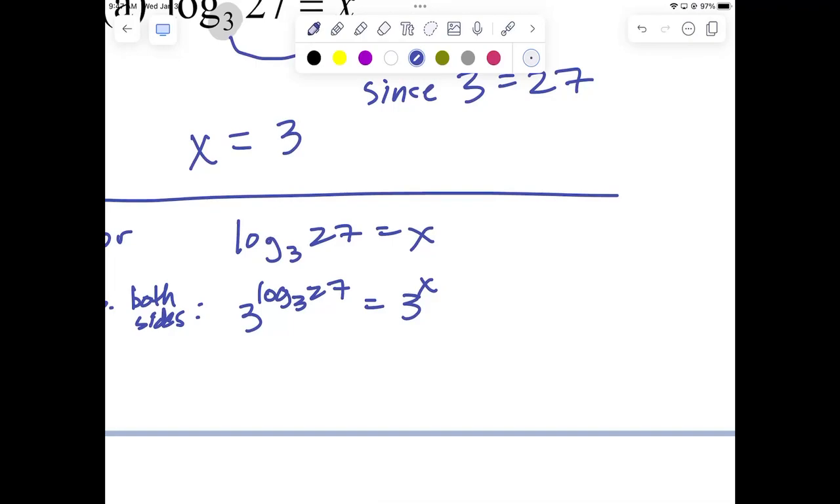And what happens on the left-hand side? What's 3 to the log base 3 of 27? That's 3. Wait, it's 27. Yeah, this is one of the important things that you need to walk away with today. When you exponentiate and you log with the same base back to back, they undo each other, and you're just left with the argument, 27.